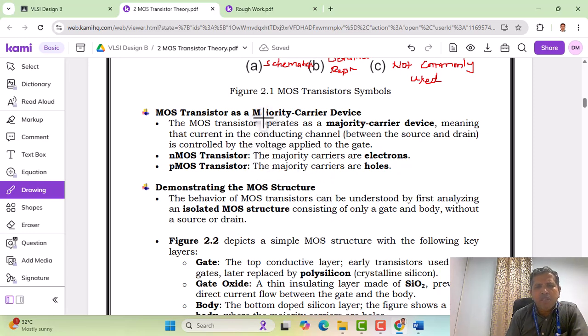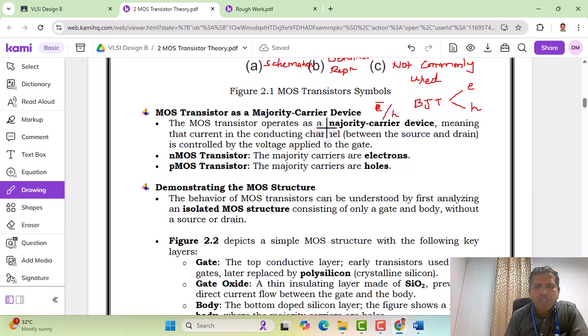A MOS transistor is basically a majority carrier device. Like in a BJT, both types of charge carriers exist: both electrons and holes are responsible for the current flow in a bipolar junction transistor. Whereas in a MOSFET, it's a majority carrier device. Either electrons in the case of NMOS are responsible for the current flow, or in the case of PMOS, the holes are responsible for the current flow. It's not like a bipolar device, with both electrons and holes as in a BJT.